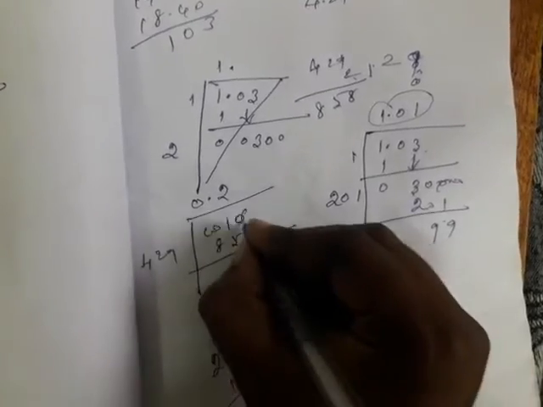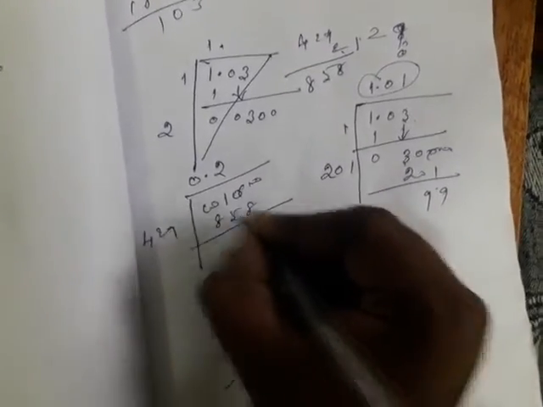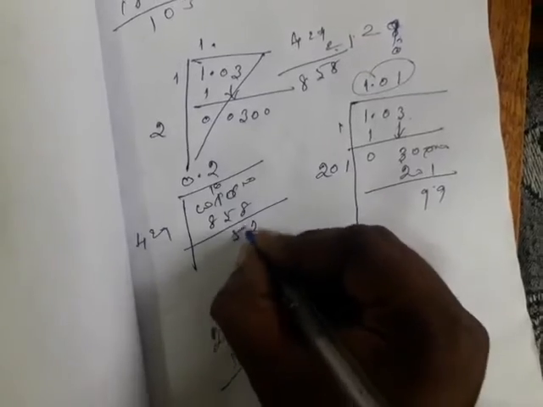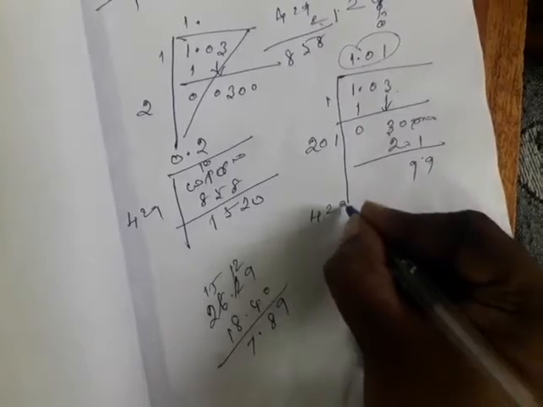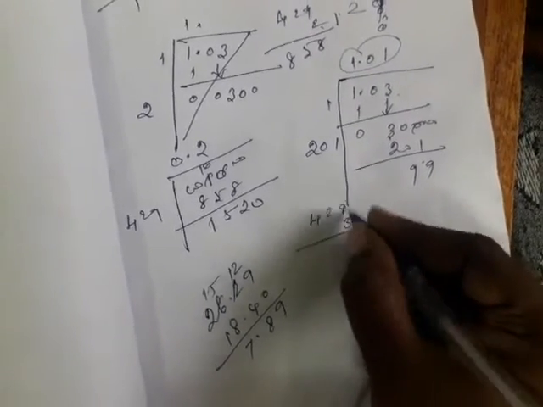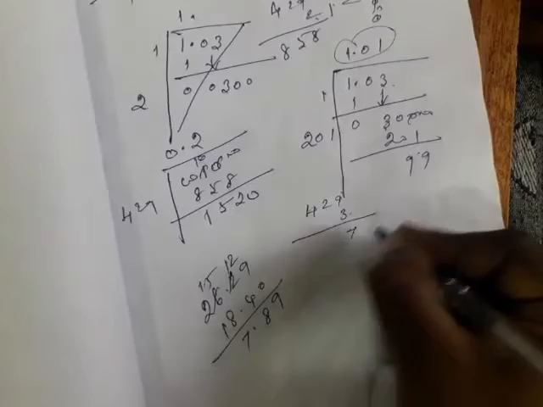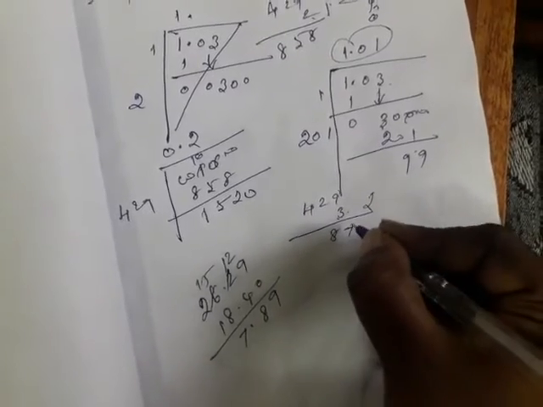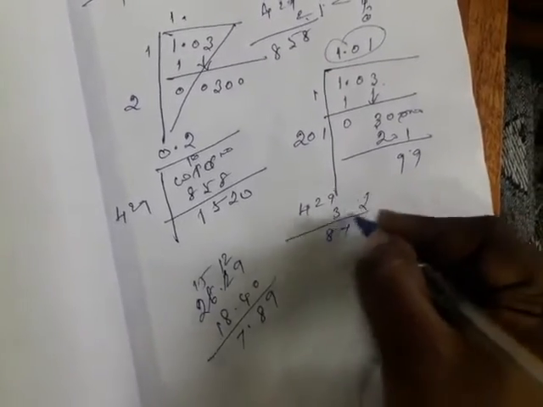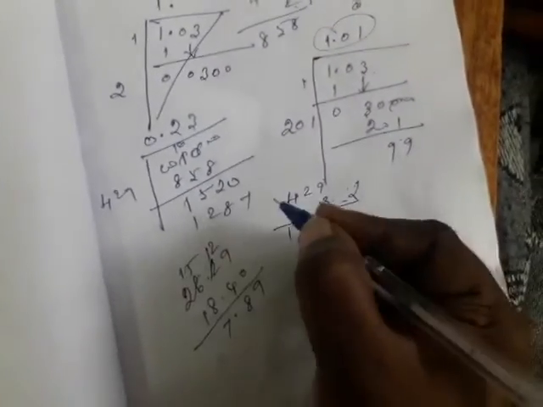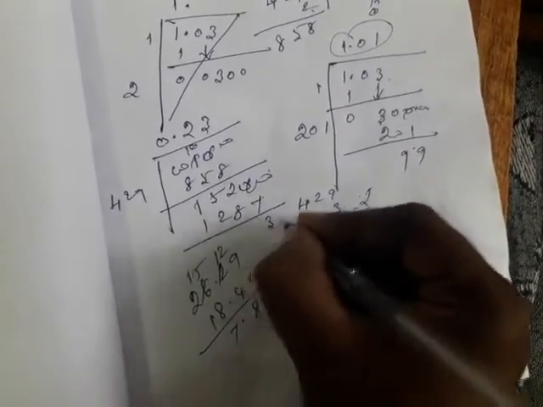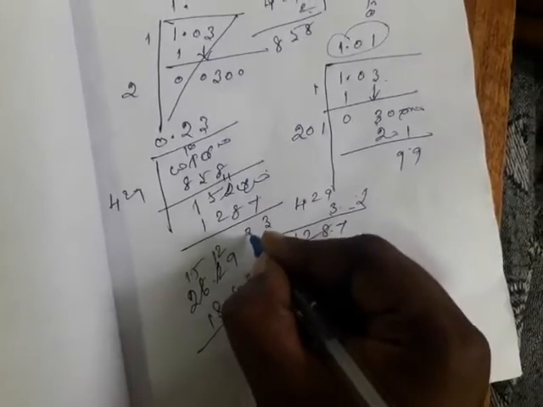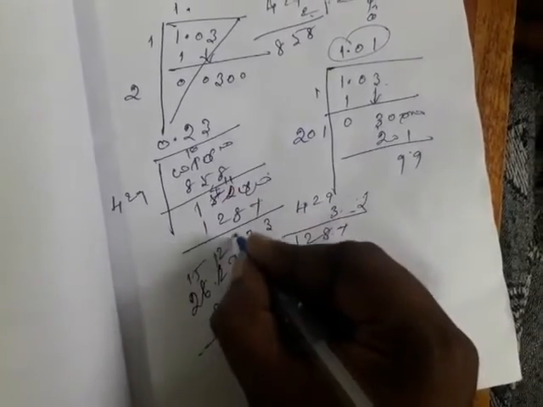858. Subtract it. 10 minus 8, 2. Here 10 minus 5, 5, 1. So again I have to add 10. 429, 3 nines are 27. Remaining 2. 2 threes are 6. 6 plus 1, 6 plus 2, 8. 4 threes are 12. 3 times, 1287. 1287. Subtract it. 10 minus 7, 3, 11 minus 3, 8, 3, 4 minus 2, 2.